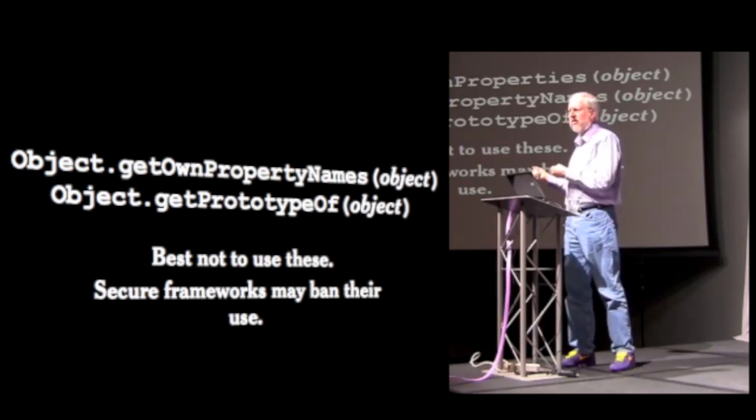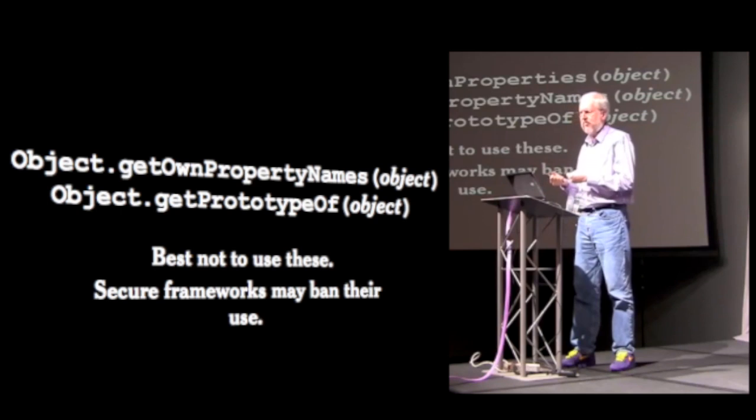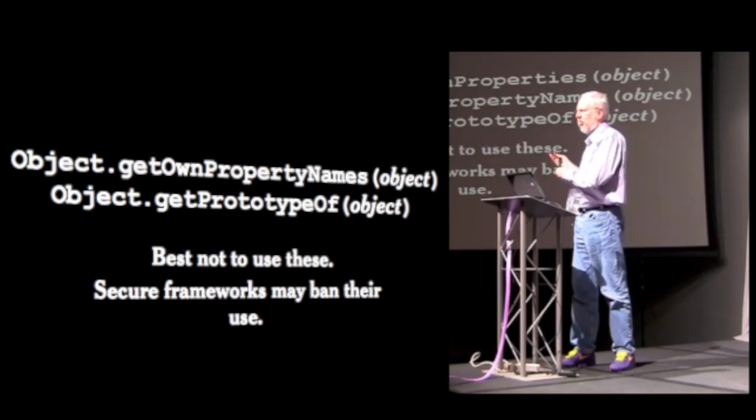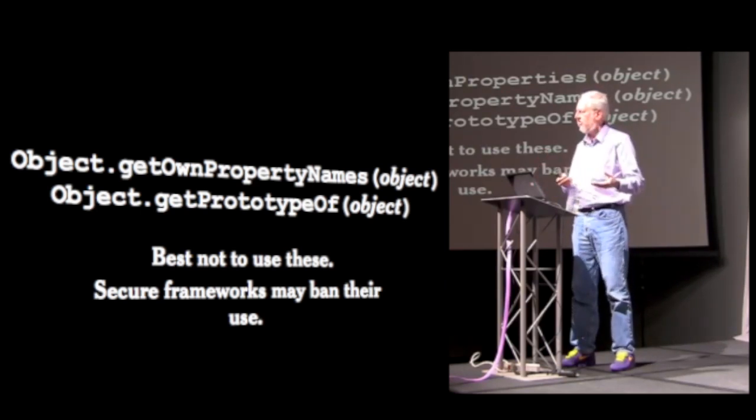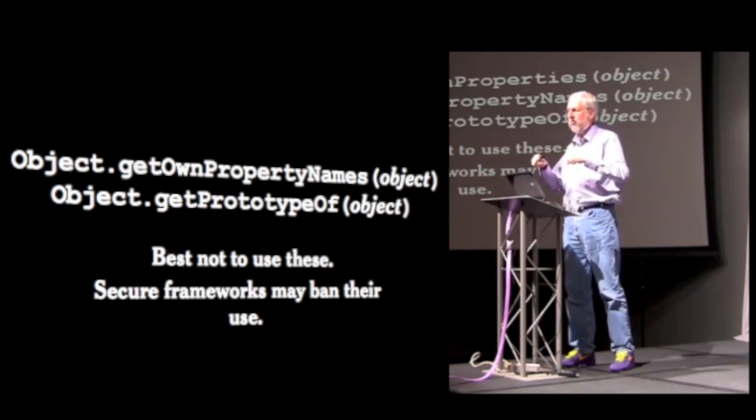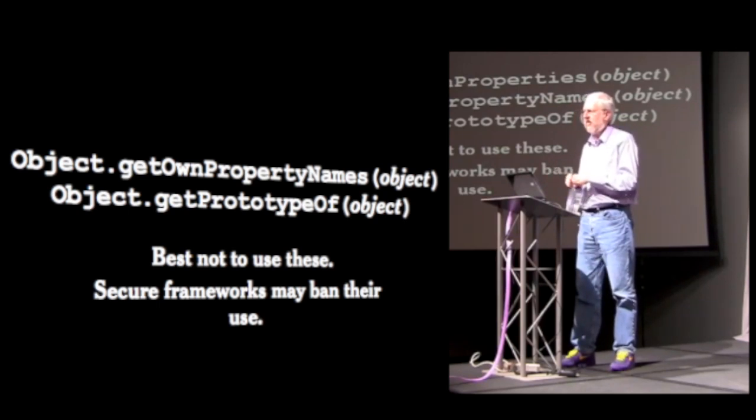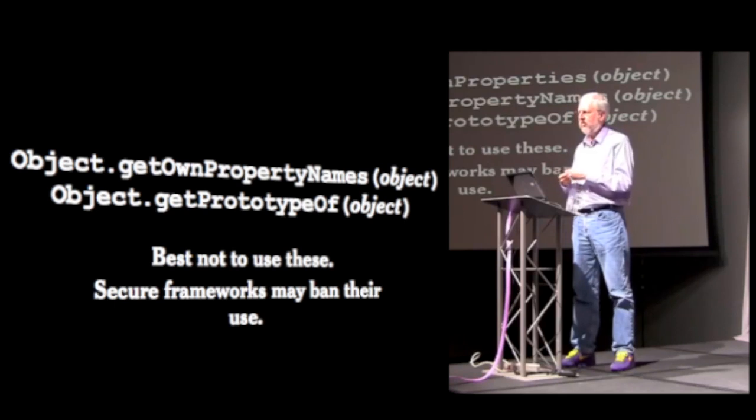I'm recommending that you not use these functions because there are some security implications to these, and secure frameworks may ban their use. You might wonder, well, why did we add things to the language that you don't get to use? We added these specifically for Caja to allow it to inspect the system in order to make it easier for it to lock the system down. So it's likely that what Caja will do with things like getPrototypeOf is it'll use it for its own use and then delete it from the system so that you can't get at it.